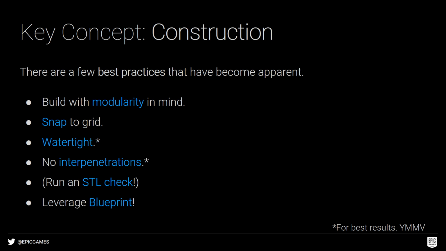So, construction. Some of these you're probably used to as veteran game devs. Build with modularity in mind, right? Snap to grid when you can. Have pieces that can basically Lego block together. Where you can, make your geometry watertight and have no interpenetrations. Now, I have an asterisk there again because there is room for a little bit of fudge factor. You can be a little bit sloppy, but if you can run your asset through an STL check and it comes up clean, you're going to have a better time.